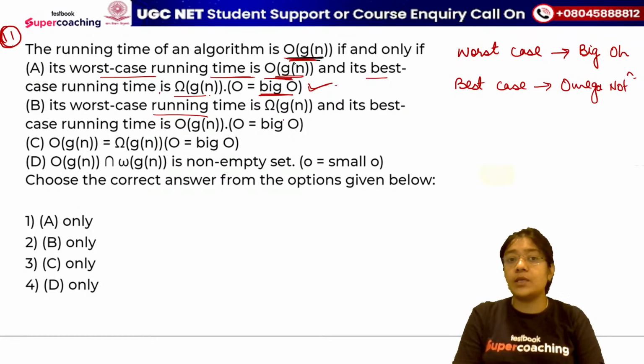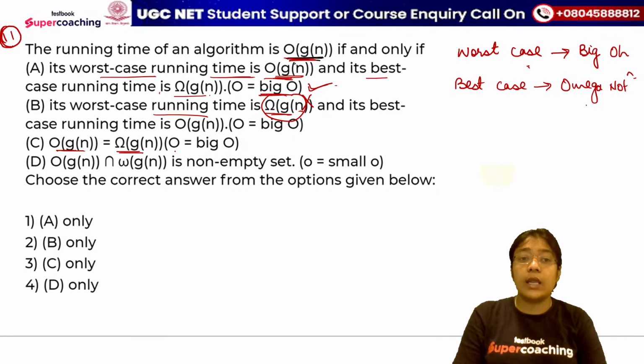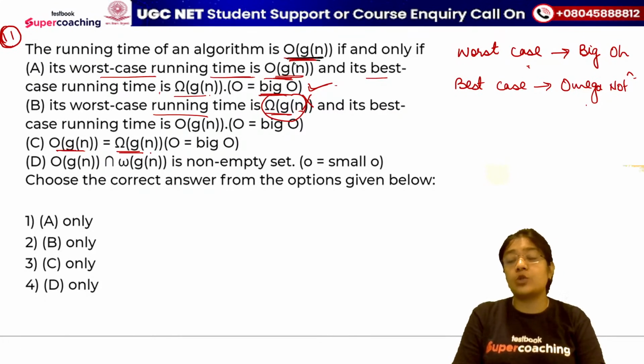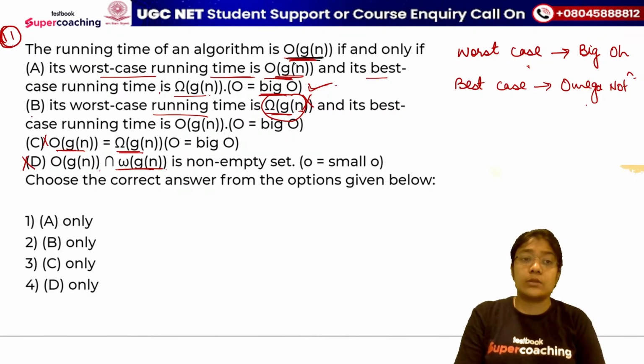Worst case running time is omega of g of n. For the best case we use omega notation, for the worst case we use big O notation, so this is not correct. Big O notation is equal to big omega notation, so this is returning the average case. When your worst case and best case are the same, that returns the average case, so even this is not the answer. And big O is an intersection, it has nothing to do with the small omega notation, so even D is not the answer. So undoubtedly it's option A, 1 only.